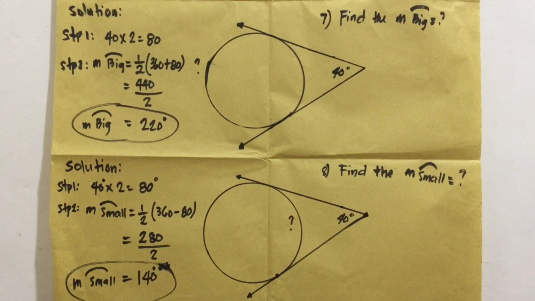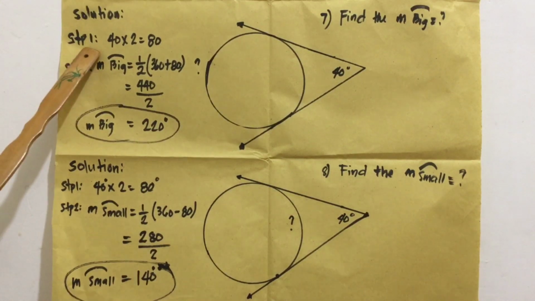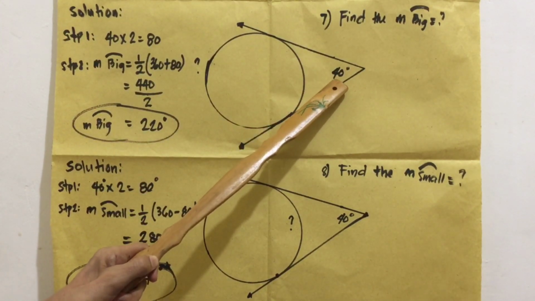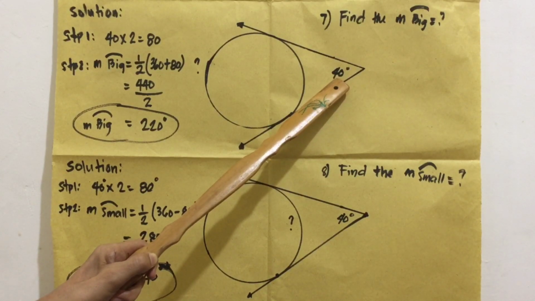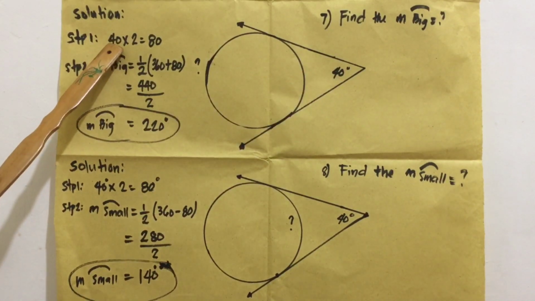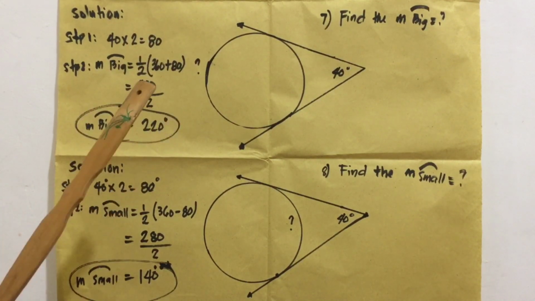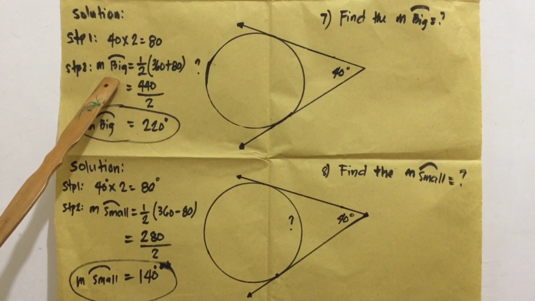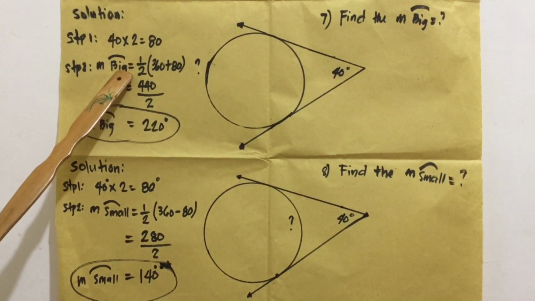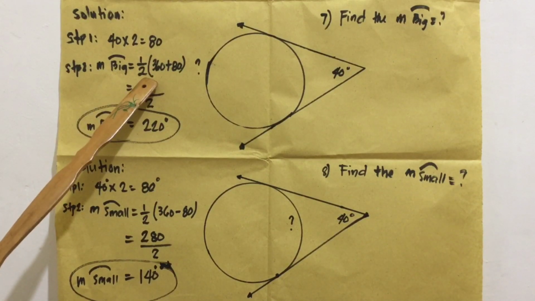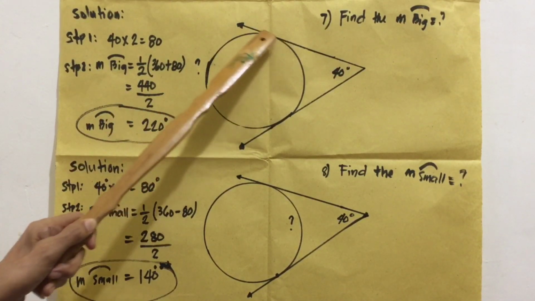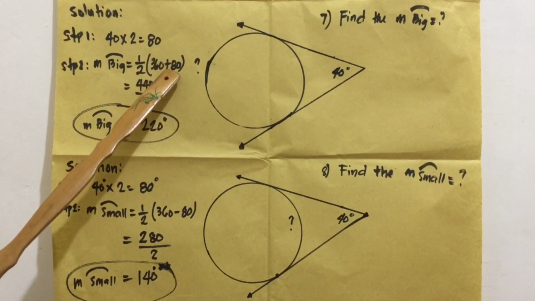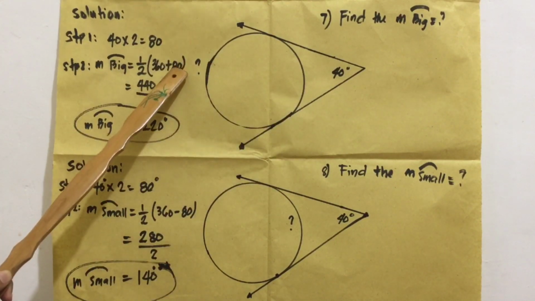We have 2 steps to find this. Step 1: first, we're going to multiply the given angle by 2. We have 40 degrees times 2 equals 80 degrees. Then step 2, you will use the formula: measure of big arc equals 1/2 the sum of the circle, 360, plus the angle times 2, which is 80.